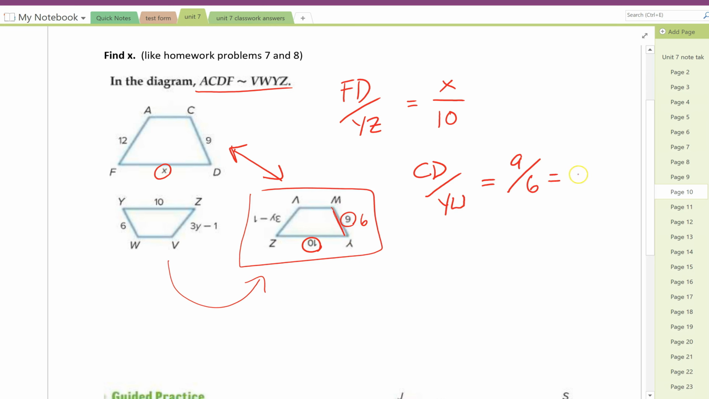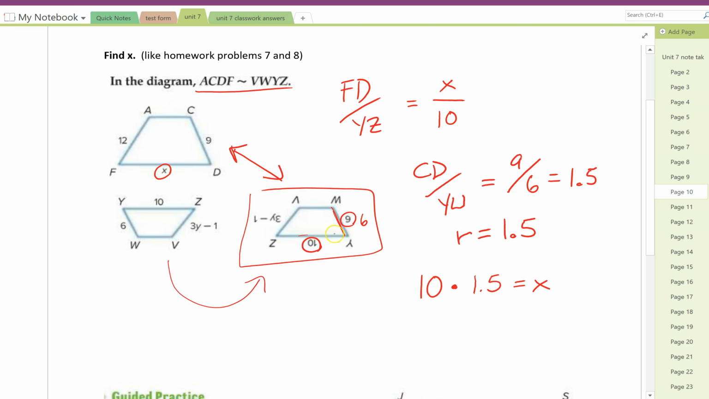All right, 9 divided by 6 is 1.5. So what I know now, the scale factor, if I want to multiply a side on the small trapezoid to get it to be the length of its corresponding side on the large trapezoid, I have to multiply it by 1.5. So in other words, 10, the side that corresponds with x on the small trapezoid, has to be multiplied by 1.5 to give me x.